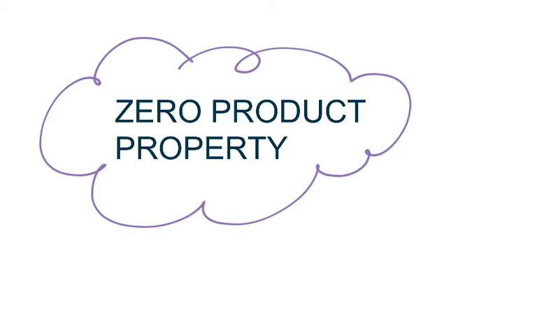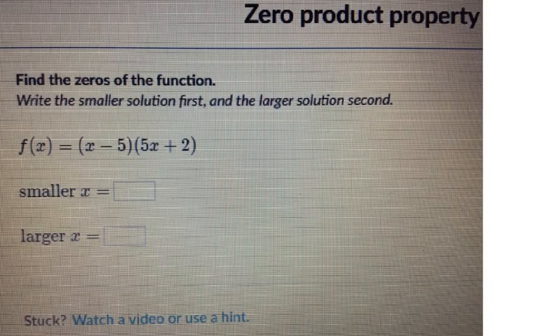Let's do it. Now, if you have to, guys, just search it: zero product property and Khan Academy. And you will find exactly the practice set I want you to do. Okay, here we go. As you can see, we're doing zero product property.